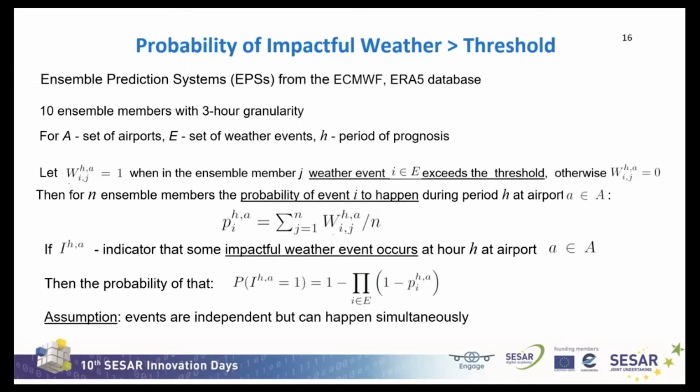And for n ensemble members, n is equal to 10 in our case, the probability of some event I to happen during the period H at airport A is defined as a sum of these indicators divided by the number of ensemble members n. Then another indicator I shows that some impactful weather event happens at the airport, and the probability of some impactful weather event is calculated according to this formula in the end. And our assumption here is that different weather events at one airport are actually independent but can happen simultaneously.